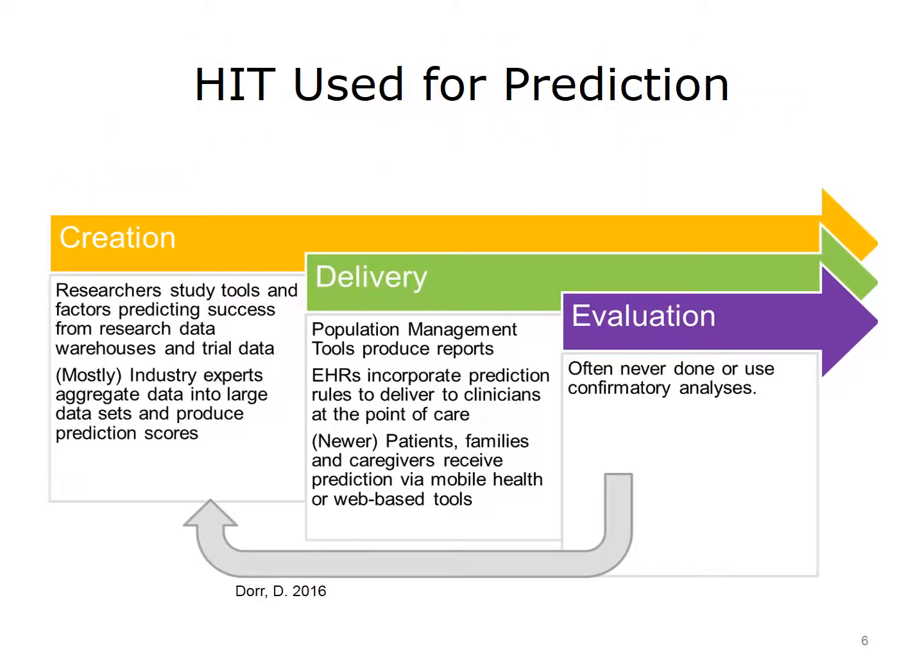HIT is used for prediction in three ways: creation, delivery, and evaluation. Researchers and people in industry often create algorithms that risk stratify or predict outcomes. Researchers study a condition or group of patients, analyze their data, and propose a risk score. Industry also analyzes data, but they use it for the benefit of program planning.